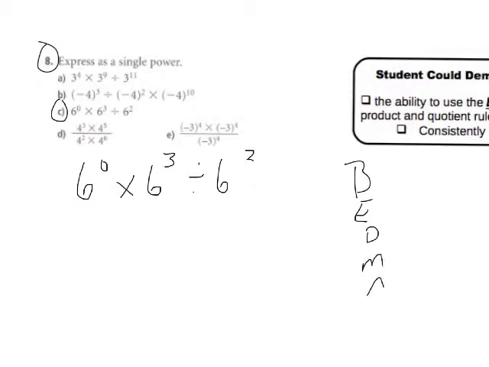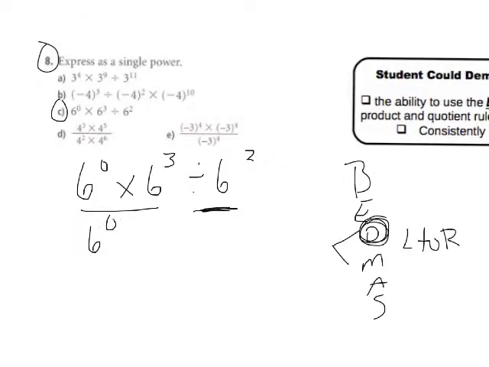BEDMAS says we do multiplication and division together, left to right. So starting on the left, we do this part first, and then we do this part. We don't do the division first. You can, it's just you're supposed to go left to right, so let's do that.